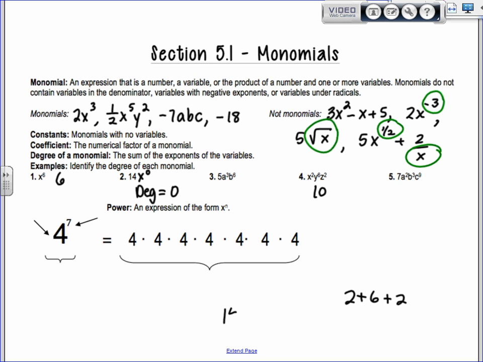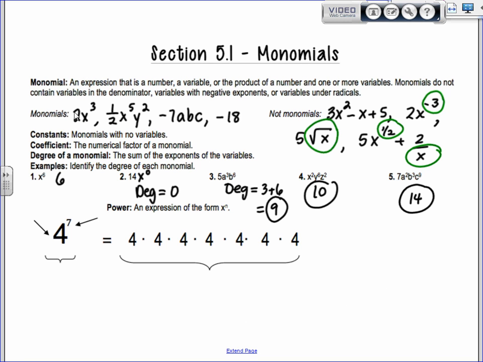What if you had 14x? What would its degree be? 1, right? Does that make sense? Because it's like x to the 1st. All right, the degree for this one is 3 plus 6, so it's 9. Like we said, this one's 10. And this last one is 2 plus 3 plus 9, so 5 plus 9 is 14. So you're just adding the powers. Okay, it's all one term, so all those powers kind of go together. I'm going to find out the total.